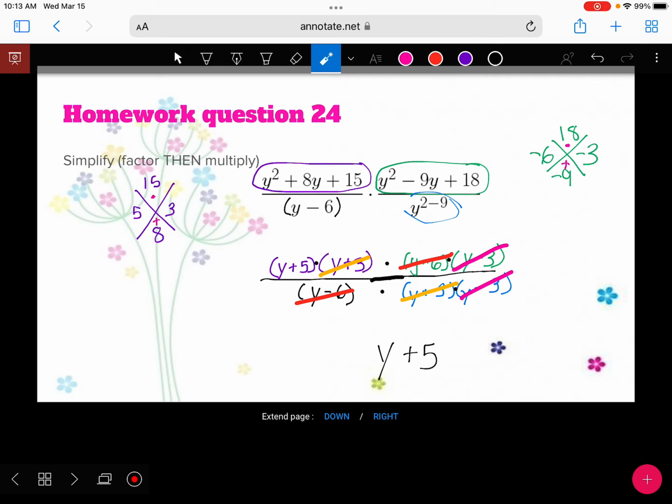So factor, simplify. That's all we're doing. It's the same process if it's dividing. You're going to do your keep, change, flip. We're going to factor, multiply, simplify.